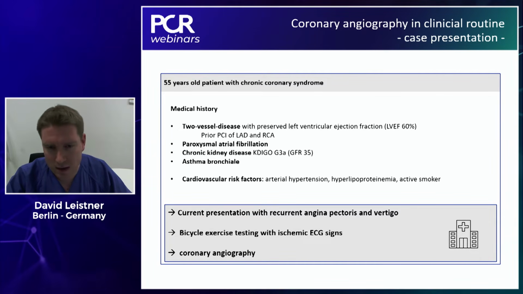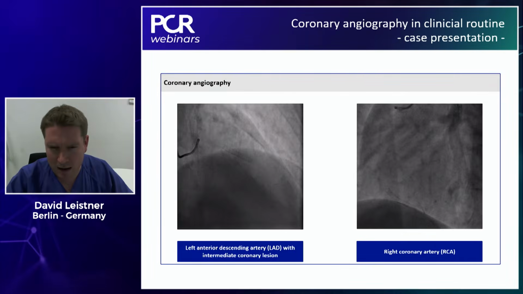And he presented to our department with angina, and there was a bicycle exercise testing done by the primary physician, and he saw some not very clear ischemic signs in the ECG, and so he sent him for coronary angiography.